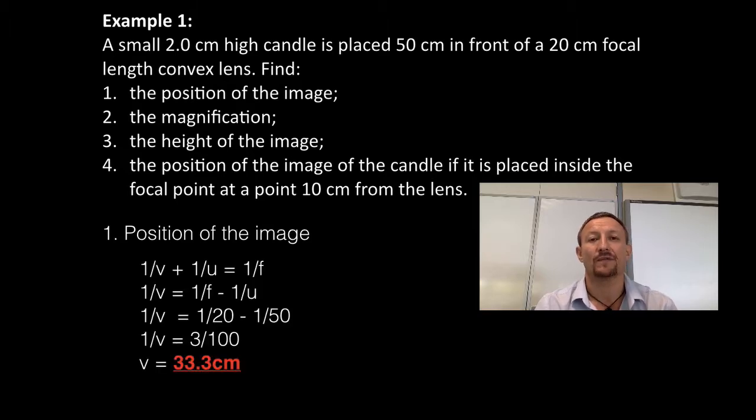Well, I use 1 over v plus 1 over u equals 1 over f. I substitute in my values and rearrange so that I get 1 over v equals 1 over f minus 1 over u. f is 20, u is 50. Substitute in and solve the fraction, and then inverse: 3 over 100 will then be 100 divided by 3, so v is going to be 33.3 centimeters from the lens. Noting that it's positive, so it's a real image.